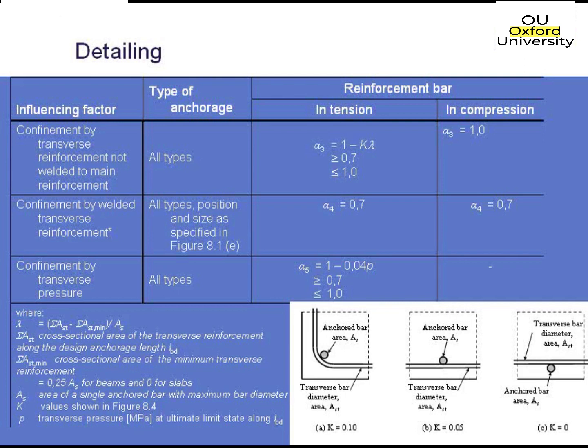And that's basically just if you have a piece of transverse reinforcement that's been welded to the longitudinal bars and thus restrains it. And again, you've got the reduction factors shown there. The final thing is the alpha 5 factor, which is just dependent on the transverse pressure. As I said earlier, an example of that would be if you've got a bearing underneath a beam, and that bearing will provide a restraint onto the bar, and you can take that into account in your anchorage length calculation.